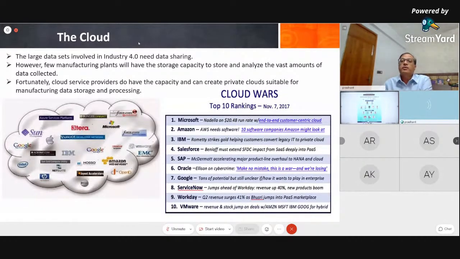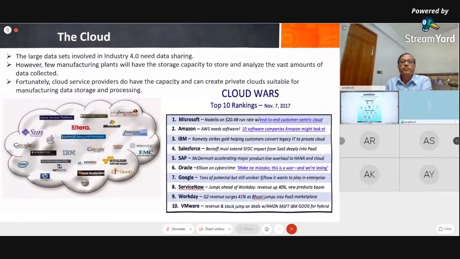So, of course, there are private clouds. Big companies have their own cloud, and they can manage and maintain it. But for enhanced performance and efficiencies, it is recommended to use the existing cloud services, which come very cheap.